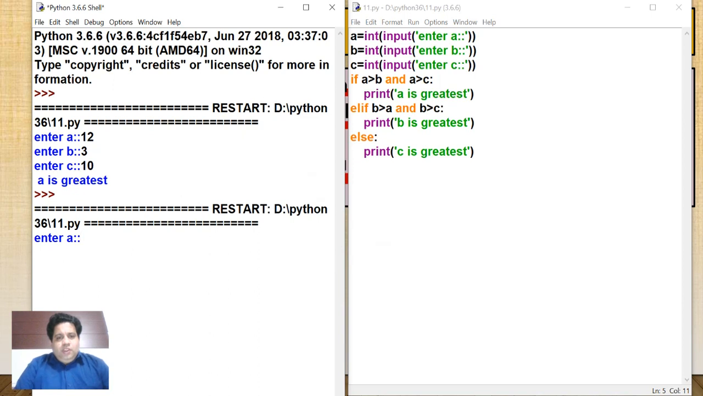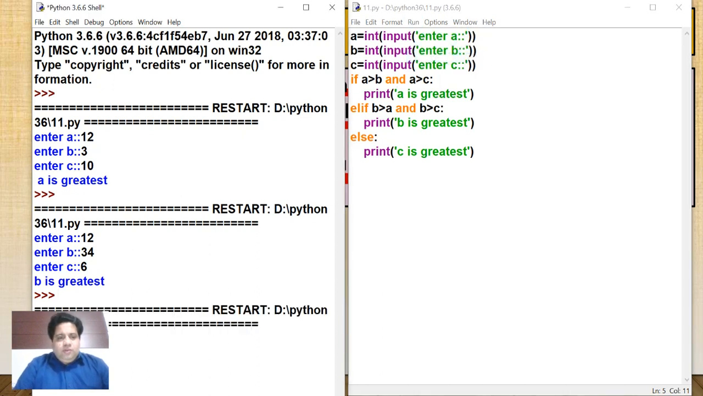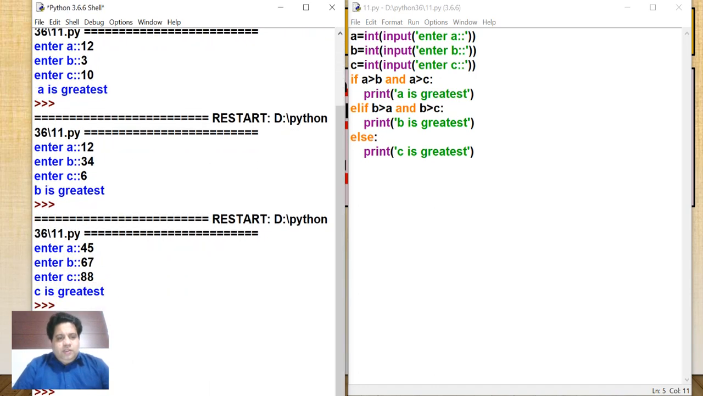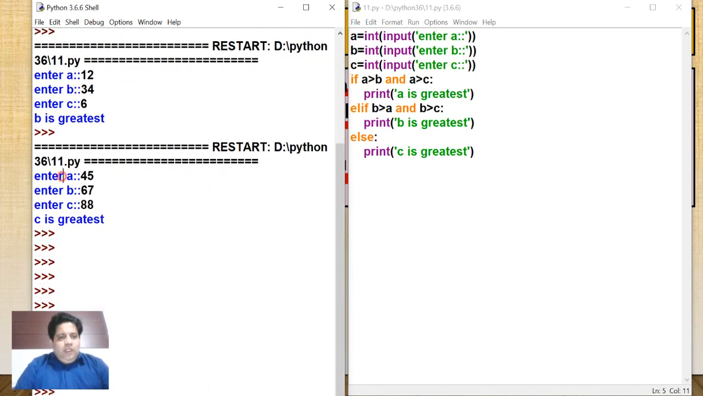Now see the value of A I have given 12, 34, 6. Now here B is greater than A and C. So it will print B is greatest. Now again run the program. Suppose I am giving 45, 67, 88. See, I have given A as 45, B as 67 and C as 88. So the output is C is greatest.